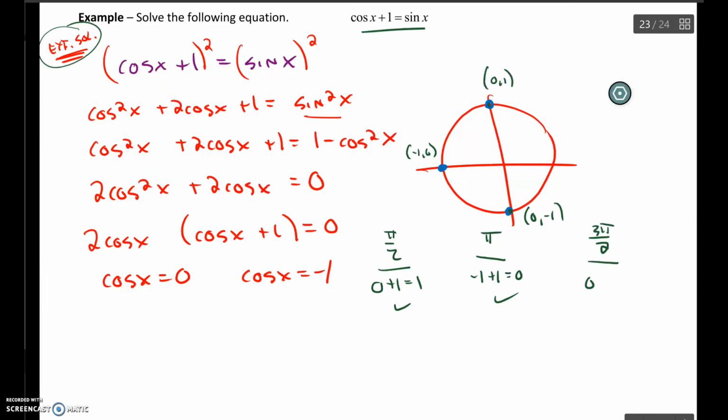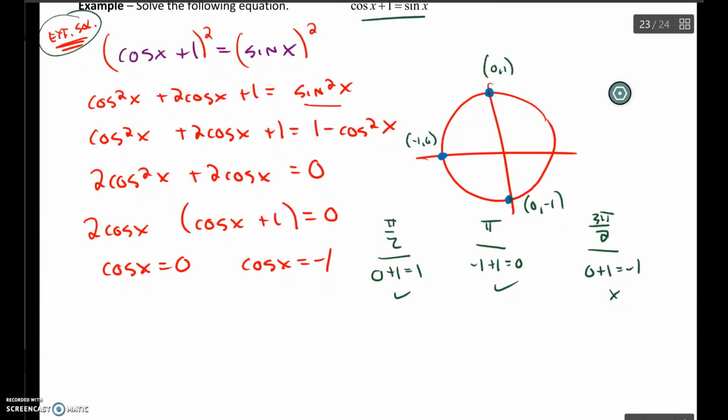Cosine is 0 plus 1. Sine is -1. Does not check out. However, notice if you square both sides, those would be the same. So those solution sets aren't good. And so my final answer is pi halves plus 2 pi k and pi plus 2 pi k.